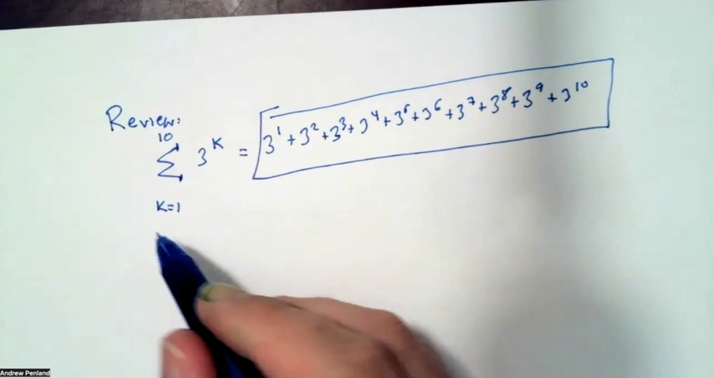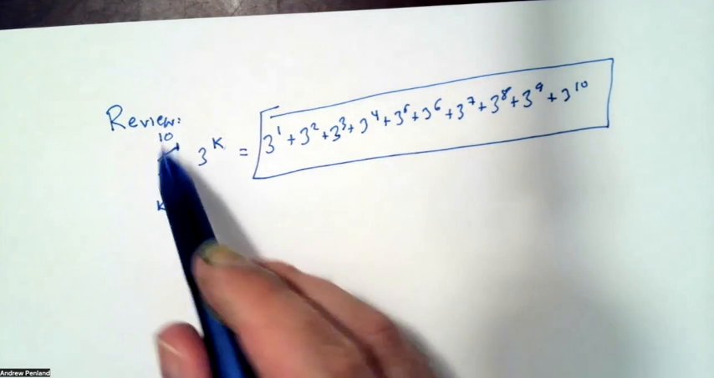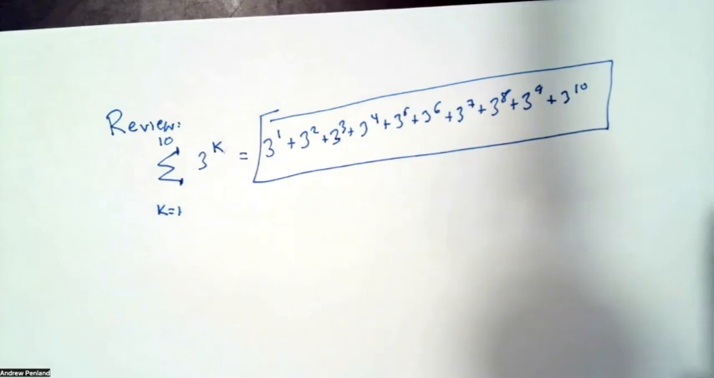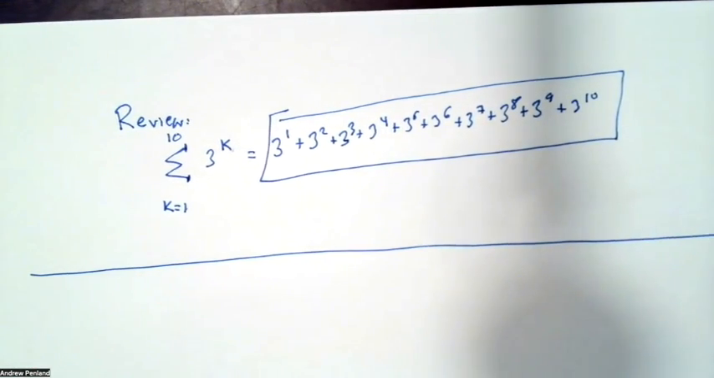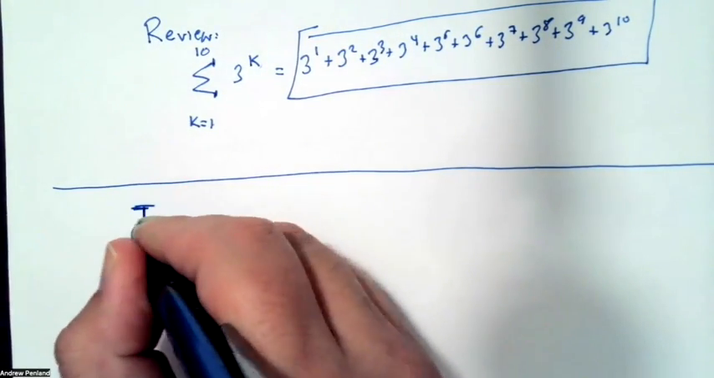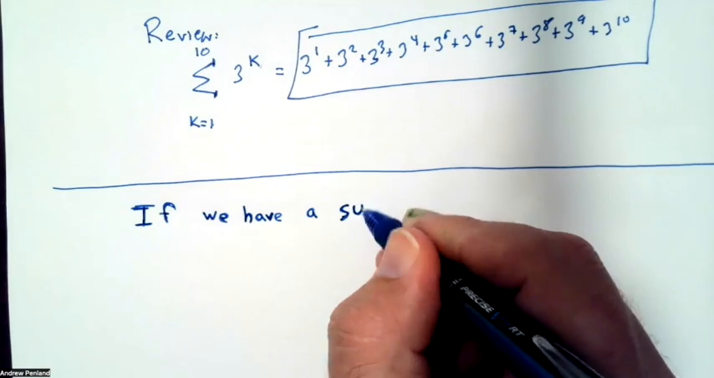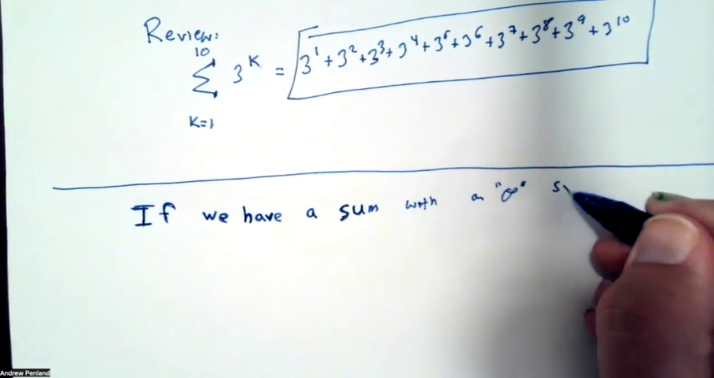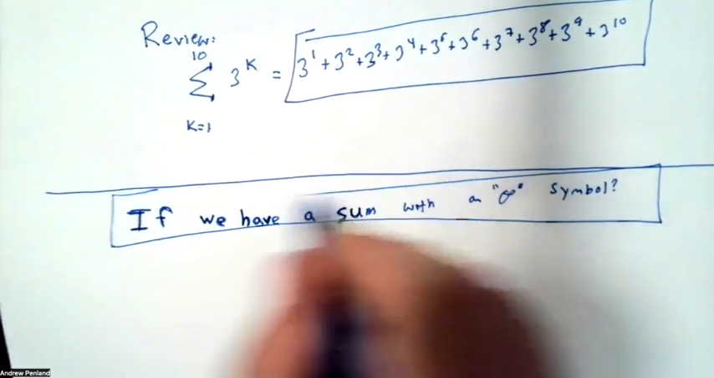So the summation just means take whatever your variable is and you run it from the lower bound to the upper bound in terms of integers. That's what this would look like. The reason this is interesting to us is if we have a sequence, what if we have a sum with an infinity symbol? That's pretty wild, at least for us.